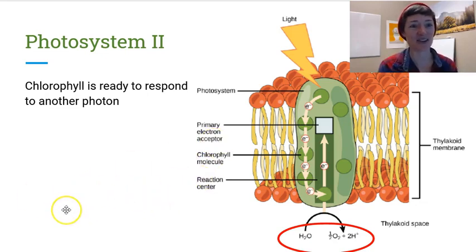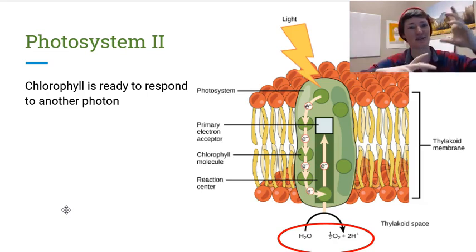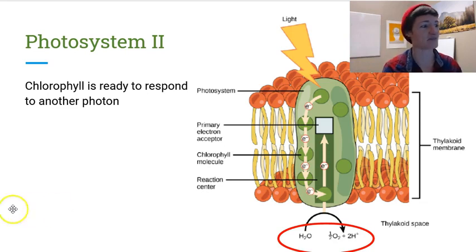Okay, so now the chlorophyll molecule has gotten its new electron from water, and it's ready to receive another photon. This whole process takes like a millionth of a second, some incredibly short amount of time. But a chlorophyll molecule can get exhausted, so a lot of times plants will have a way to rotate their chloroplasts around to maximize the amount of sunlight they can receive.